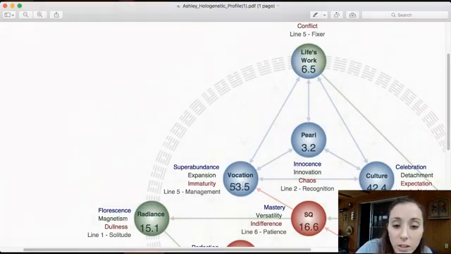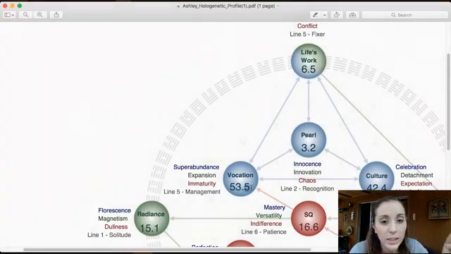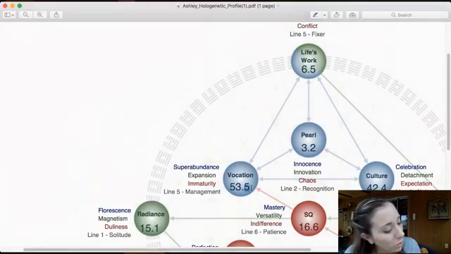So you're going to look at your vocation, see which gene key is coming into play, and then look at what line. Line 1 is the core wound of repression. Line 2 is the core wound of denial. Line 3 is the core wound of shame. Line 4 is the core wound of rejection. Line 5 is the core wound of guilt. Line 6 is the core wound of separation.